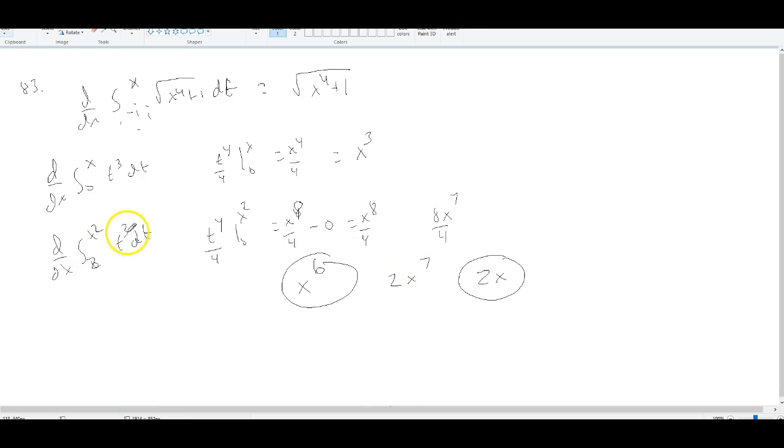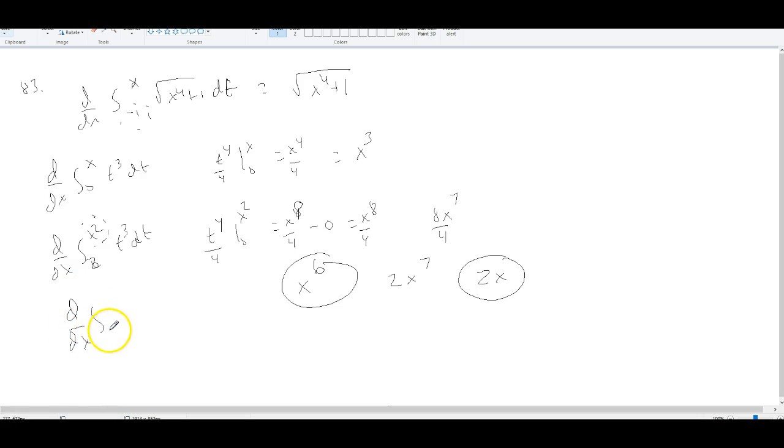So I look back at the function. I integrated t to the third, but when I took the derivative, I had the x squared inside. So it wasn't just an x. So what do we do? We take the derivative of something that's not quite right, so we tack on the chain. What would be the chain of x squared? It would be 2x.